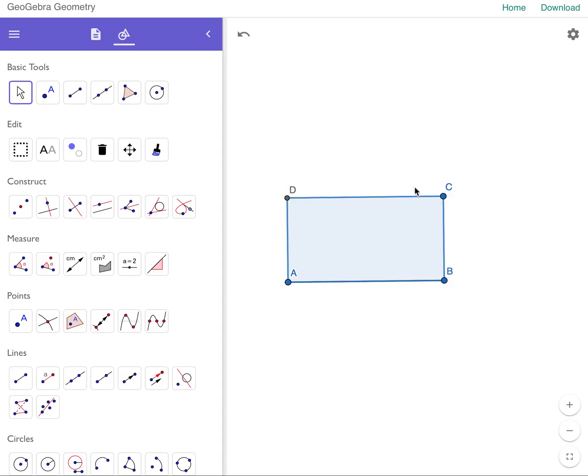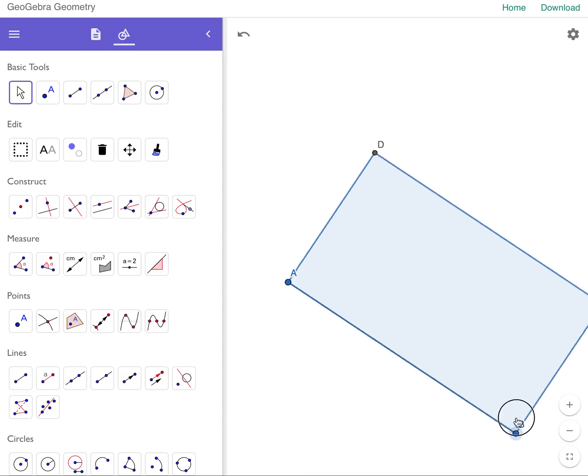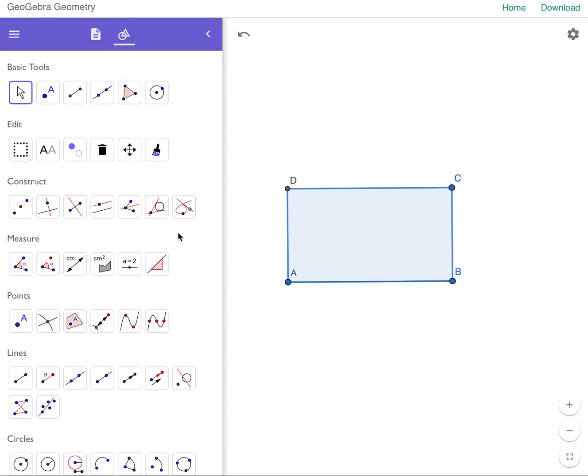Notice this point cannot move. This point, the only thing that it can do is make this longer or shorter. This point, you can turn or move it here, but it still is a rectangle.